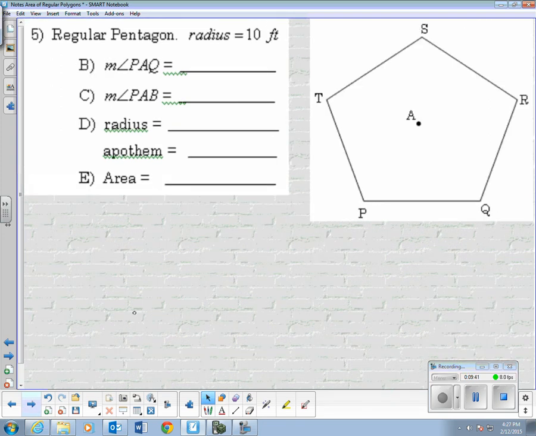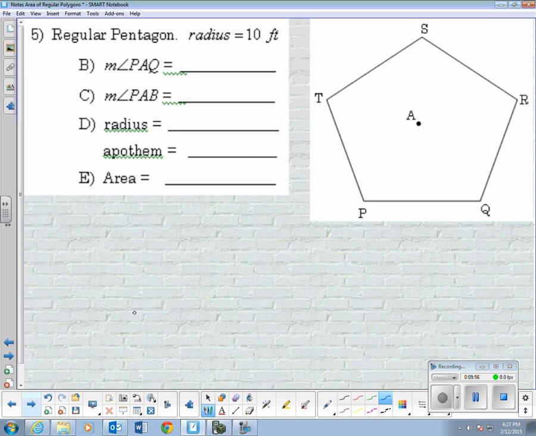All right, so now this is a regular pentagon. This is where they start changing. The first 3, the square, the equilateral triangle, the hexagon, all use special right triangles. The rest of these questions do not. So what do they use? They use trig. So let's go with the process here.